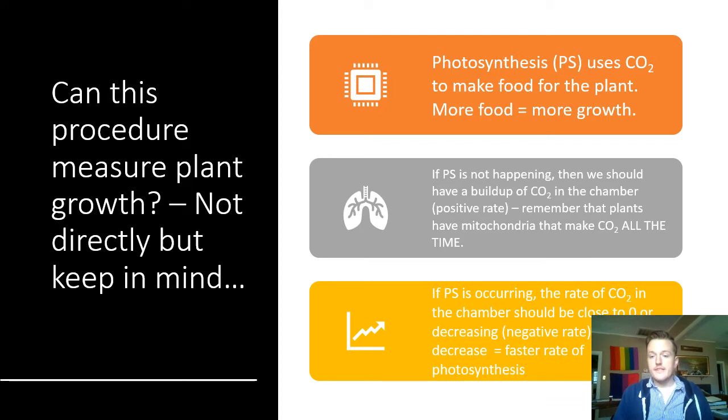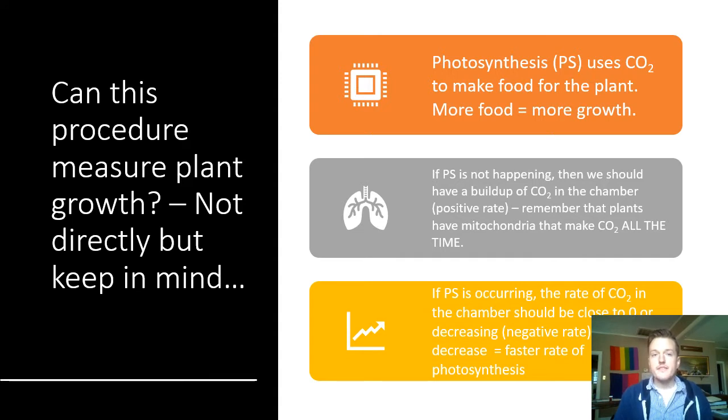So there's a couple things to keep in mind that are going to really help you interpret these data. Photosynthesis uses carbon dioxide to make food for the plant, as you guys probably know. So it pulls carbon dioxide out of the atmosphere. But if photosynthesis is not happening, then plants are going to be instead producing carbon dioxide. And this actually is happening all the time. Plants' mitochondria are always active, and they're always going to be producing carbon dioxide.